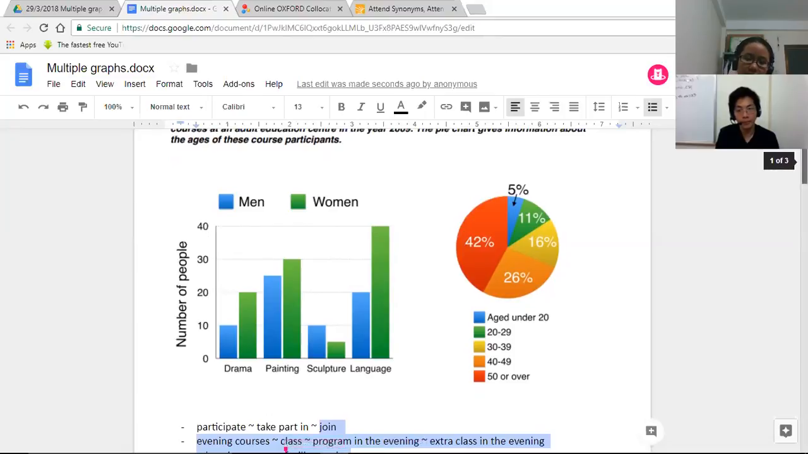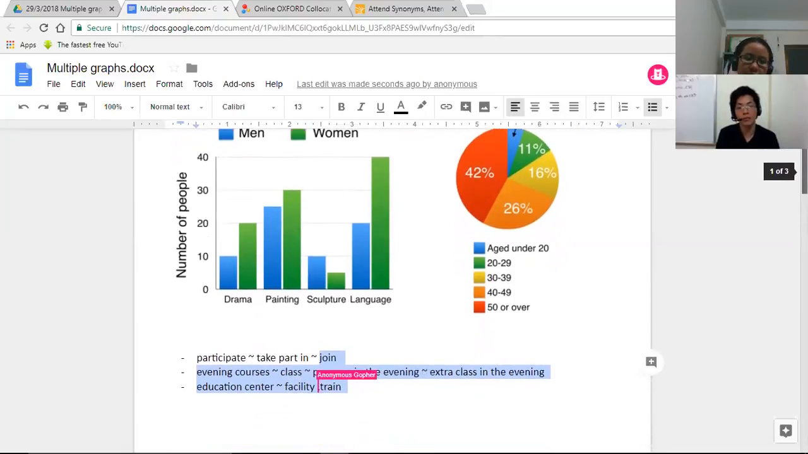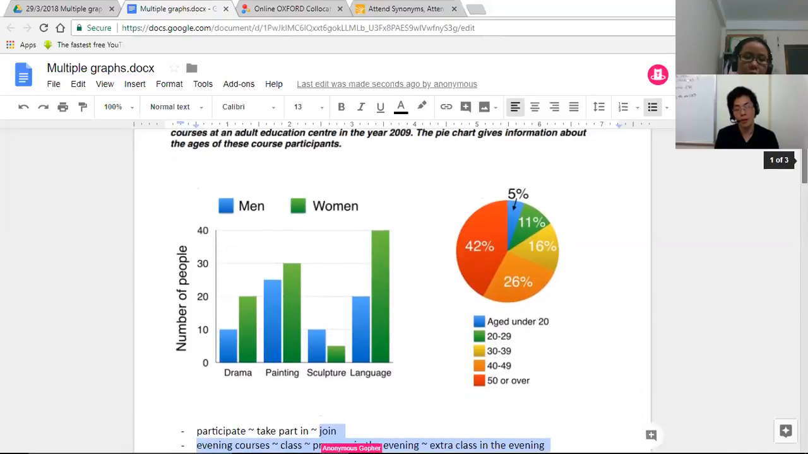The age. Okay, now we have the phrase course participant. I think we have all the alternatives for participants.